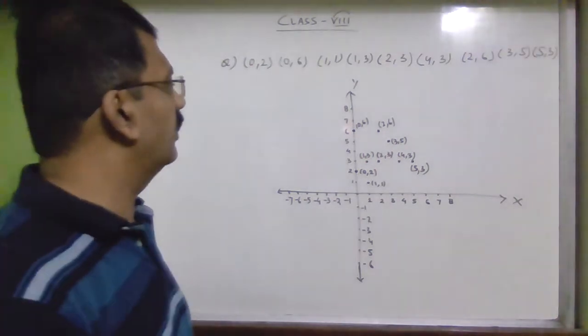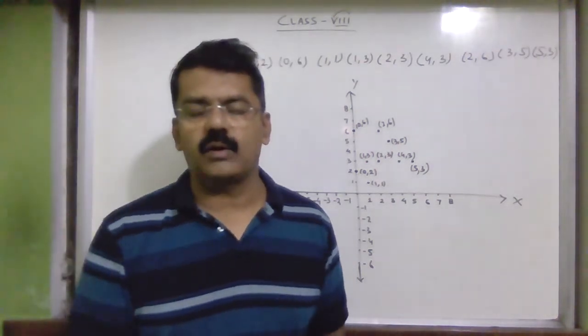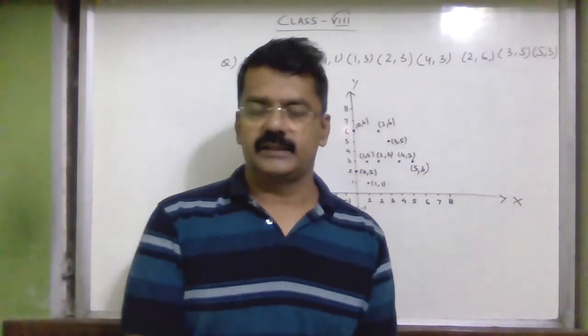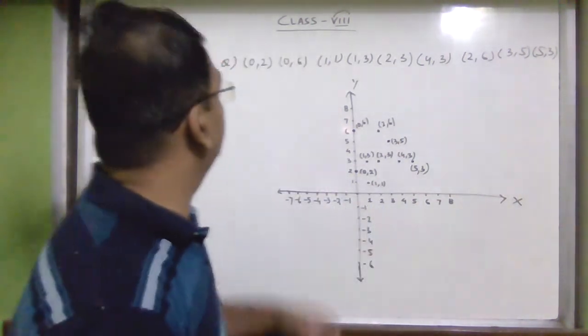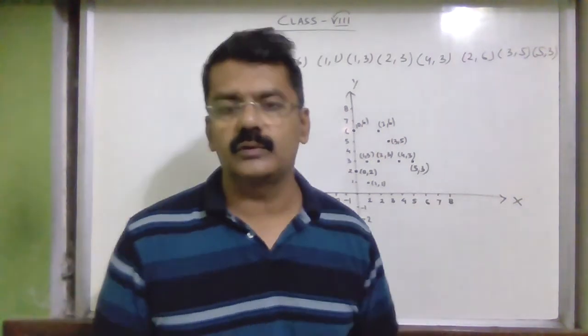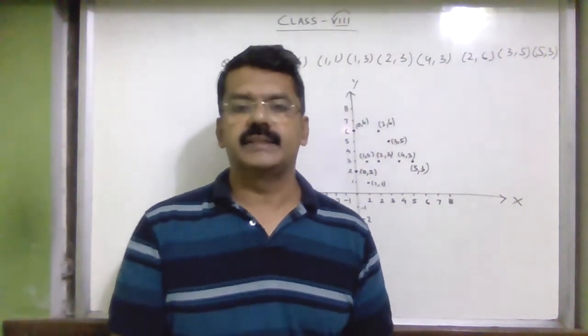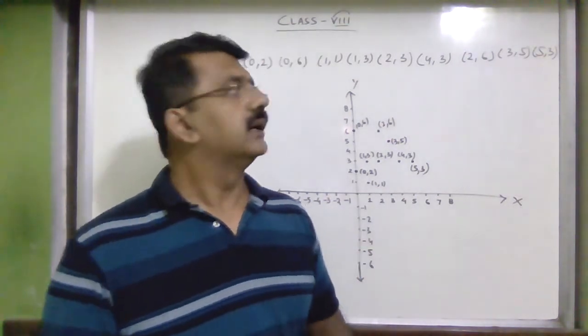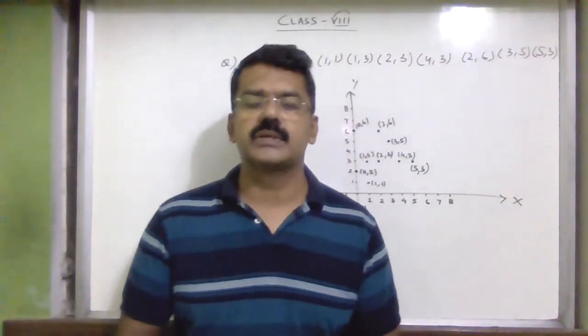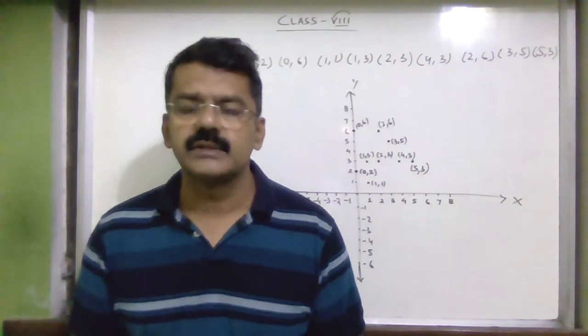So I have plotted all the points. You can see all the points are either in the first quadrant or on the y-axis. You can see here also no coordinate is negative. That is why all the points are in the first quadrant. Clear? So I hope now it is clear to you how to plot the points.